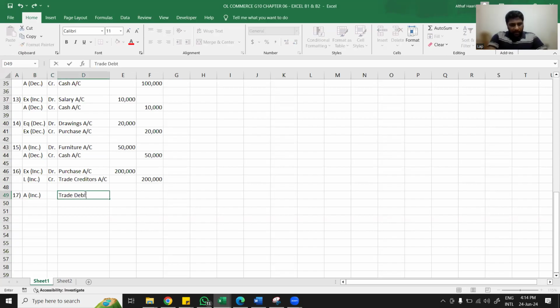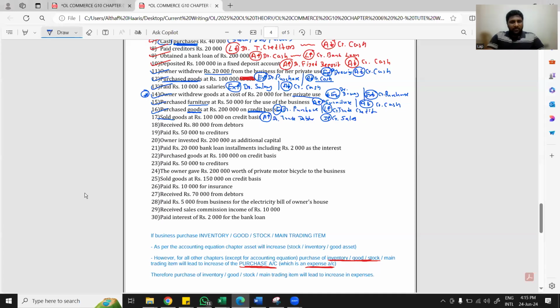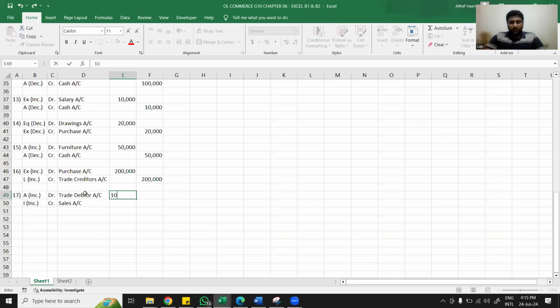Trade debtor. Sales, income increasing. Asset increases debit. Income increases credit. Amount 100,000. Debtors debit. Sales credit.